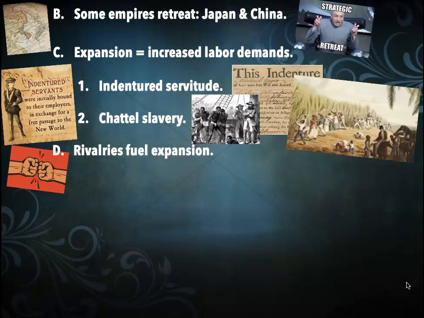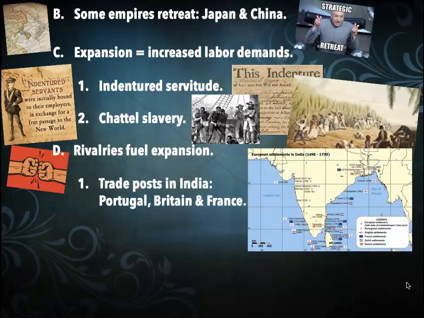All right, section D here. Getting back to this concept of rivalries that we were talking about, we are going to see rivalry popping up in various parts of the world. Okay, India. Let's talk about India. We're going to have all kinds.